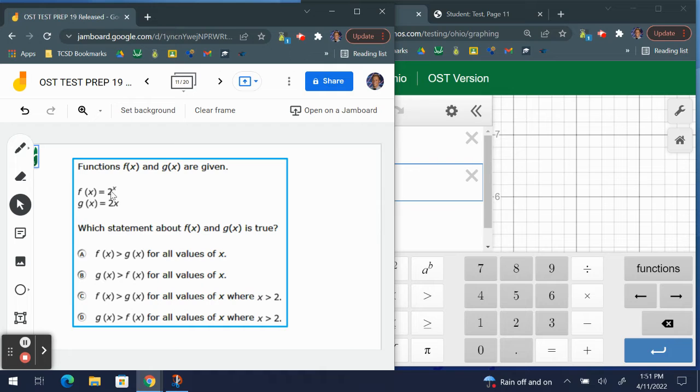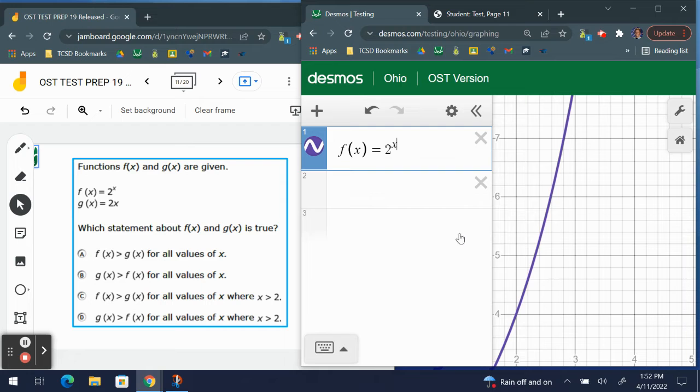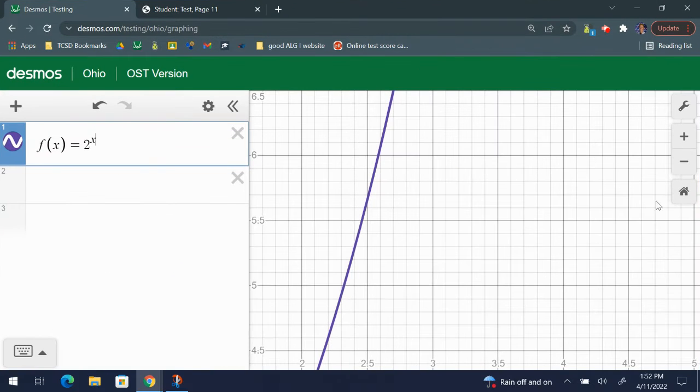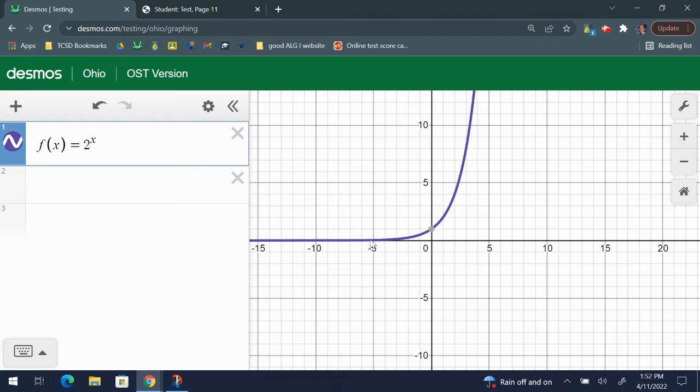So again, here's 2 to the x power. That's going to be an exponential function. So f of x equals 2 to the x gets you to that exponential level. And there is that function graph. Let me just show you. We'll hit home. There is that nice, beautiful exponential curve.